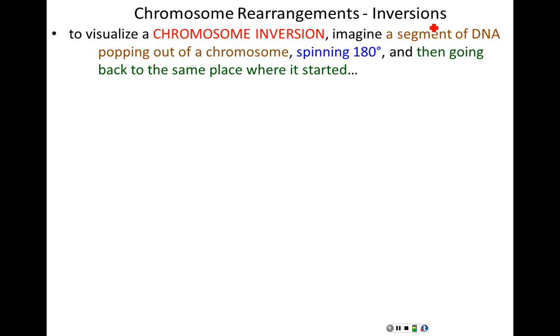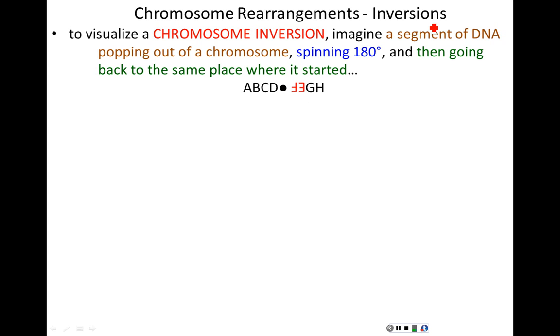Continuing on, we'll talk about inversions. To visualize a chromosome inversion, you have to imagine a segment of DNA literally popping out of the chromosome, spinning around 180 degrees, and then popping right back in to where it started. It's pretty weird. And if you can't visualize that, I'll do it for you here as an animation, so keep your eye on region EF. We really mean it pops out, spins 180, and pops back in.